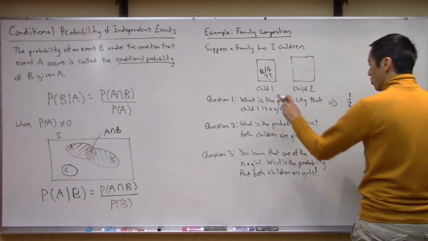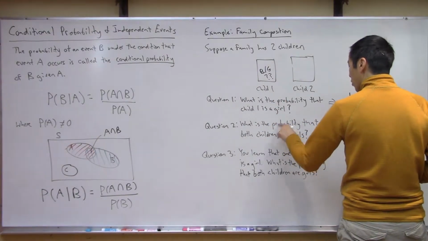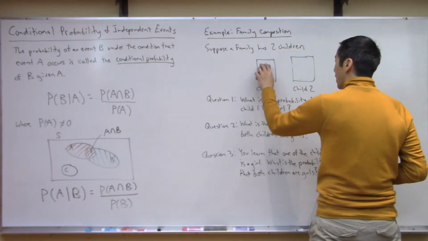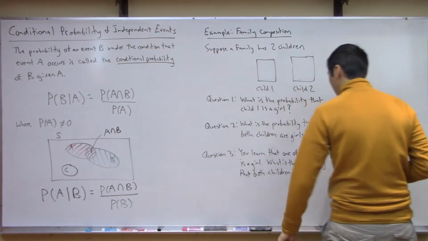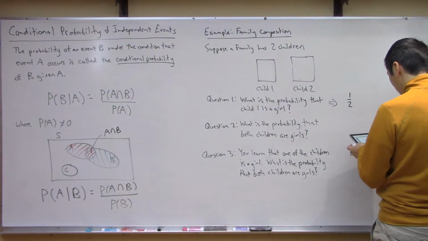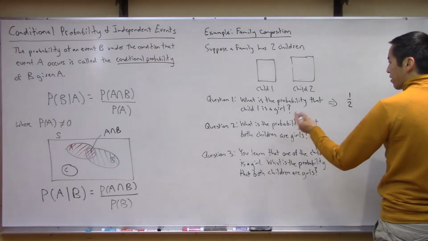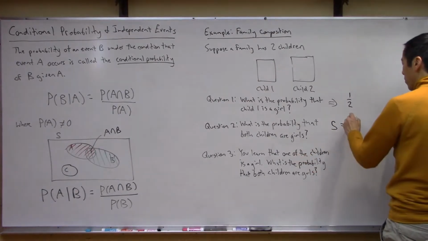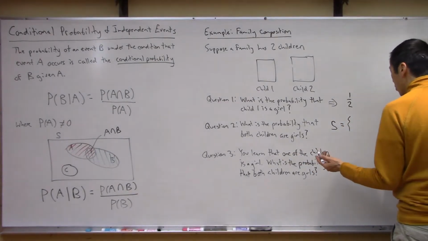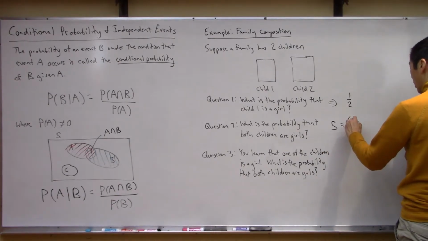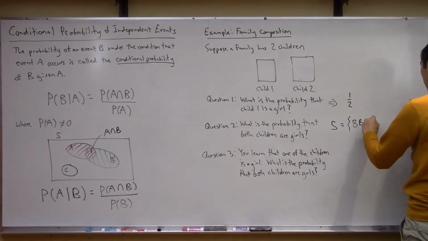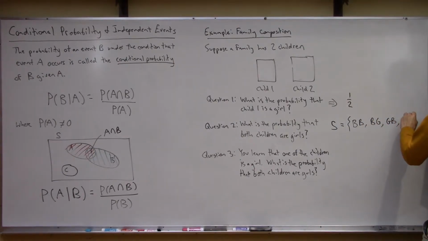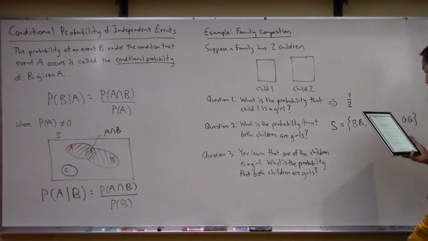Now let's look at the second question. What's the probability that both children are girls? That's all I'm asking. The way we can tackle this is to enumerate the sample space S. What are all the possible makeups? Luckily, this problem is small enough that we can enumerate all of the possibilities. I could have a boy and a boy, a boy and a girl, a girl first then a boy, and a girl and a girl. So here's the sample space S.